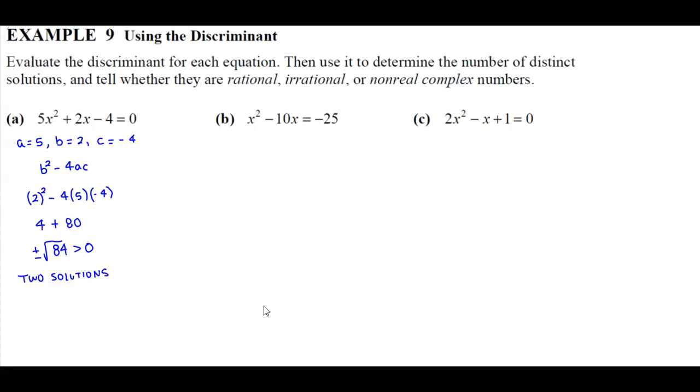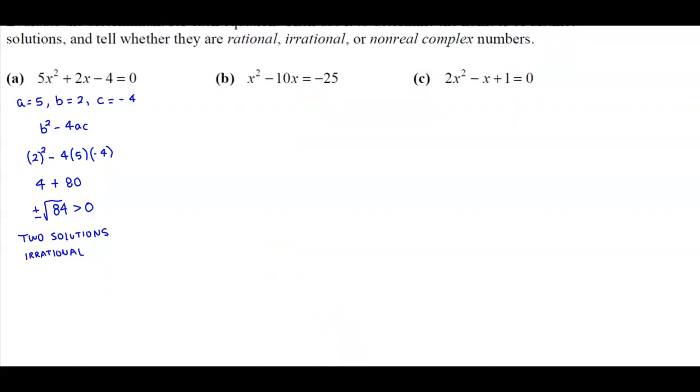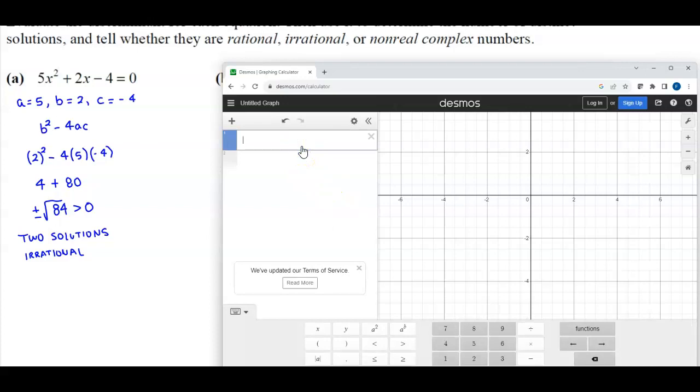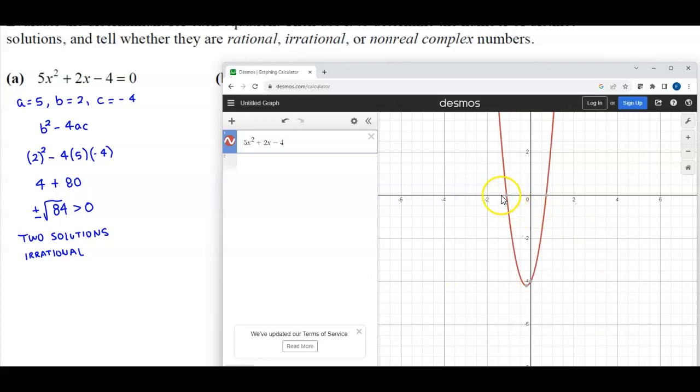Okay, it's 2 real solutions, and we also know that it's going to be an irrational number because it's not a perfect square. So they're irrational solutions. Okay, all right, now let's just verify that looking at the graph. So if we put the graph in for 5x squared plus 2x minus 4, you can see here that we have a solution here and a solution here, and it's going through the x-axis. Therefore, there's 2 solutions, but these answers here are irrational, and therefore that verifies our answer here.